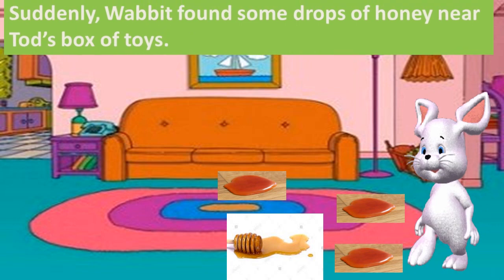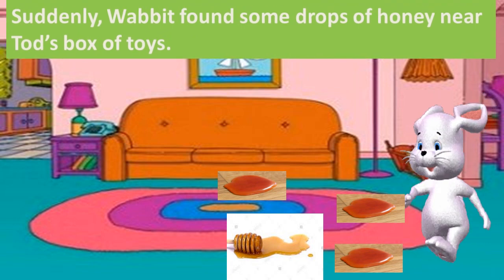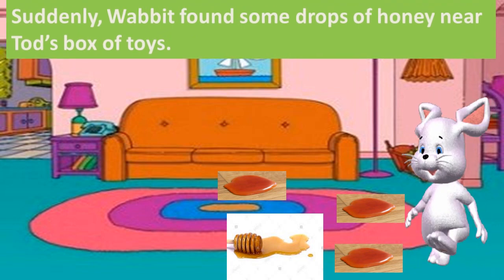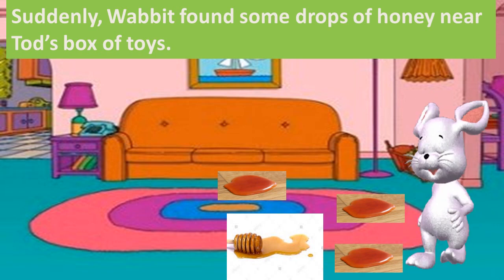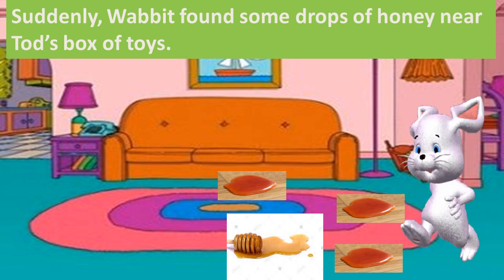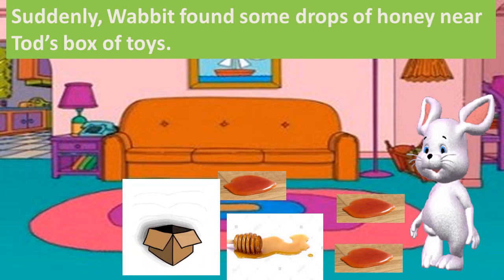What is this? They are drops of honey. And where could it come from? Wabbit was looking all around, searching for the honey pot. And see, what did he find? Suddenly, Wabbit found some drops of honey near Tod's box of toys.